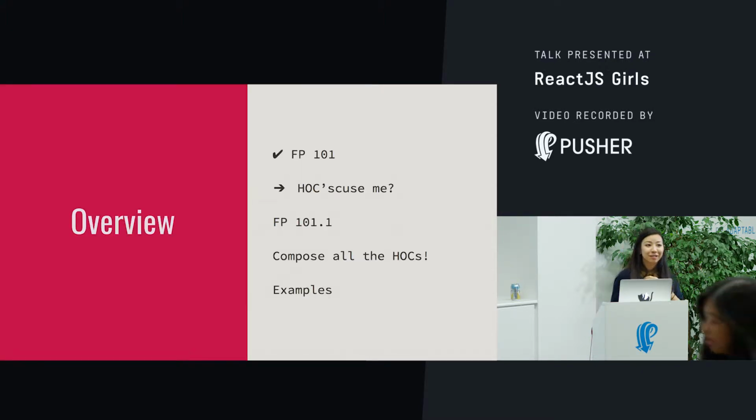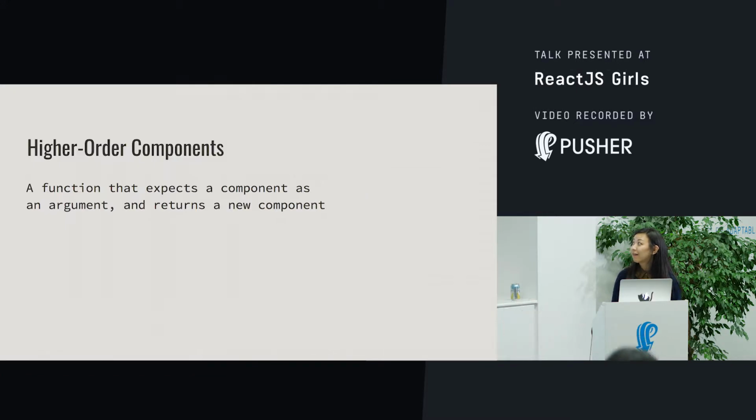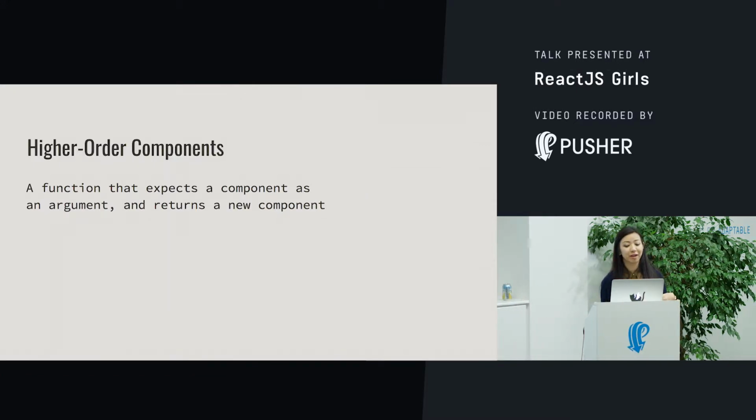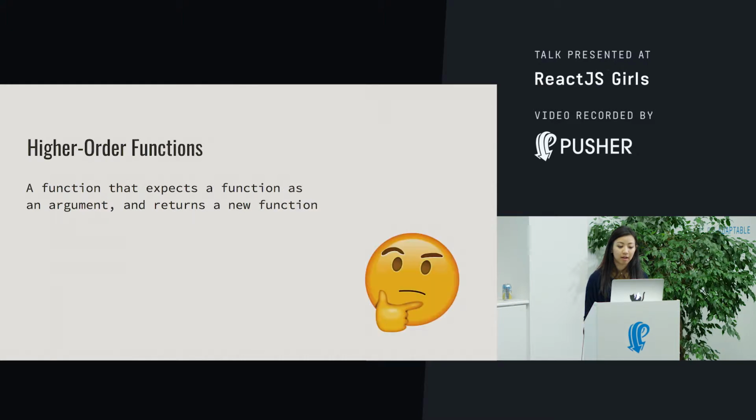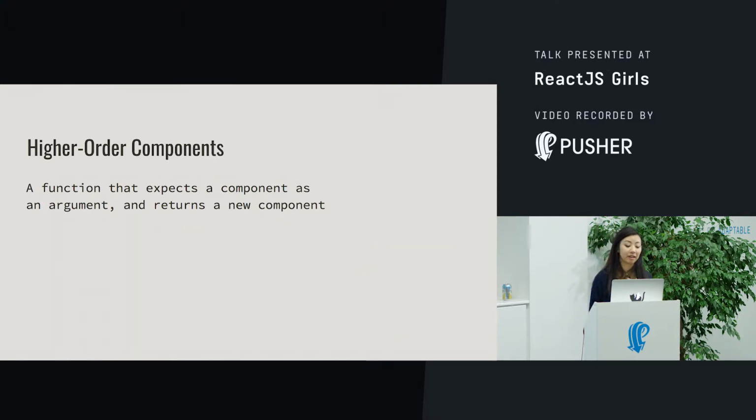Okay, so I'm going to talk about higher order components now. In a similar way to higher order functions, it will take in a component and return a slightly different component. Higher order functions and higher order components are pure functions. Again, no side effects, no mutations, and so on. So that's the definition of a higher order function. You can see it's not very different from a higher order component.